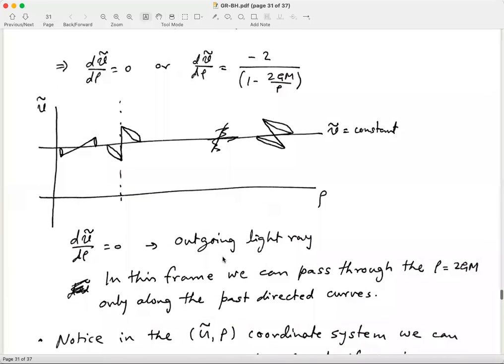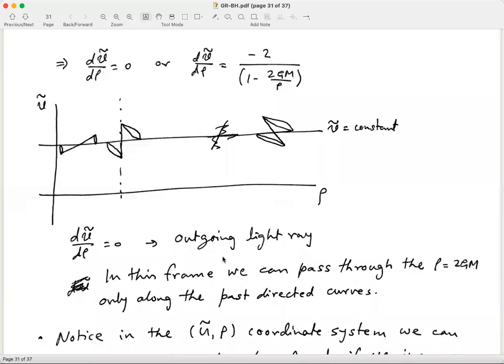Okay, so the reason why we are interested in geometries of this kind is clearly because we want to ask what happens to the geometry if you have an infalling observer, or what happens if this point mass emits something out to infinity.